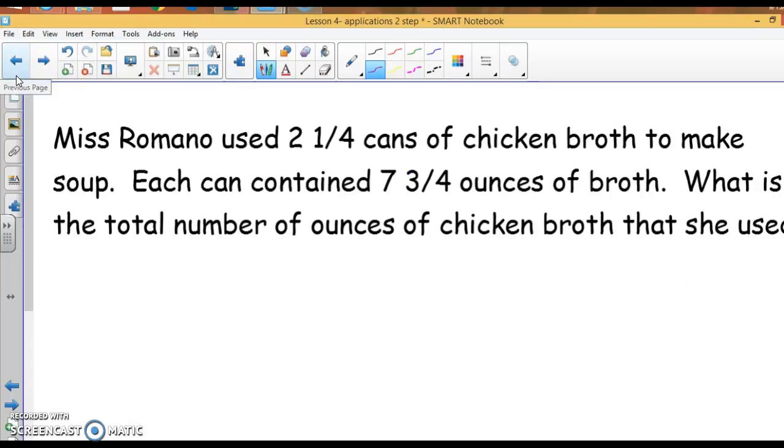All right. Pause again and do this. Miss Romano used 2 1/4 cups or cans of chicken broth to make soup. Each can contains 7 3/4 ounces of broth.